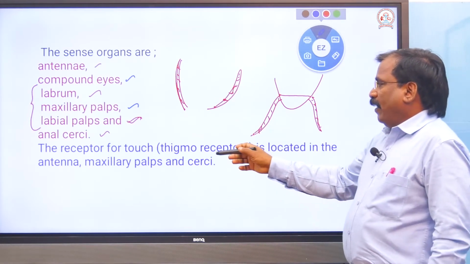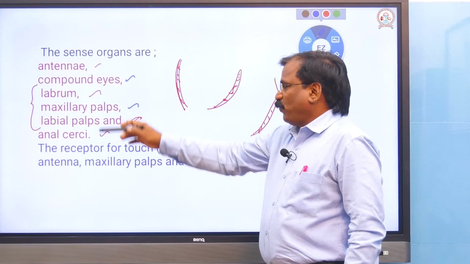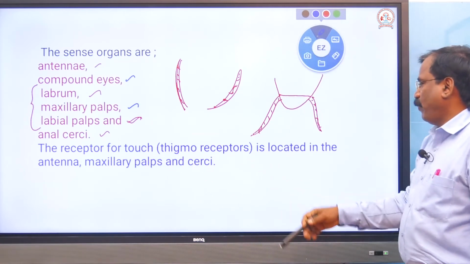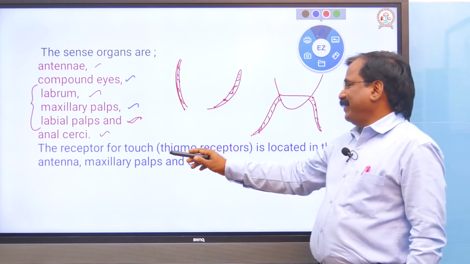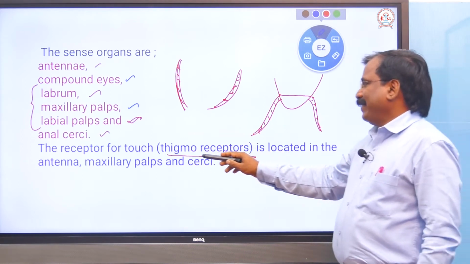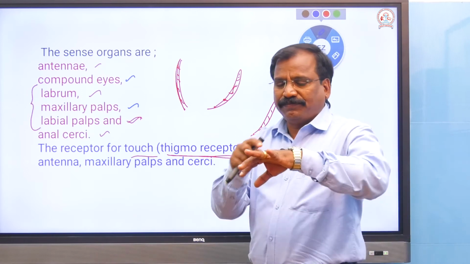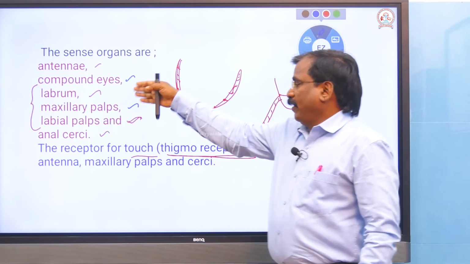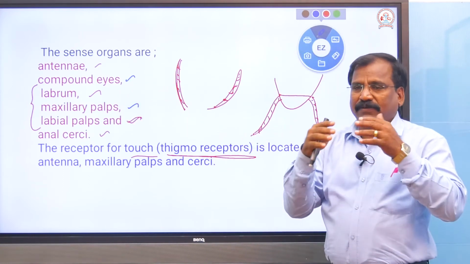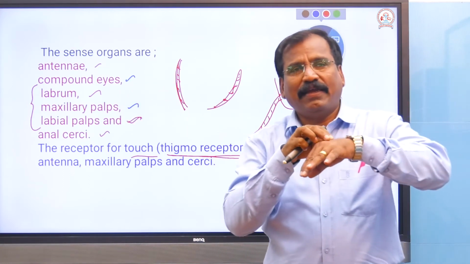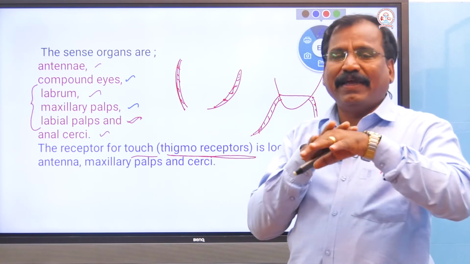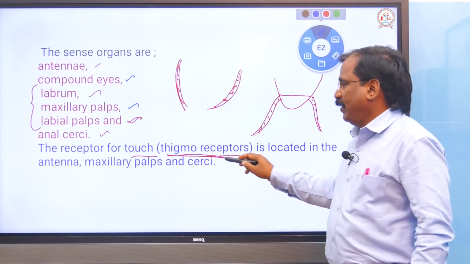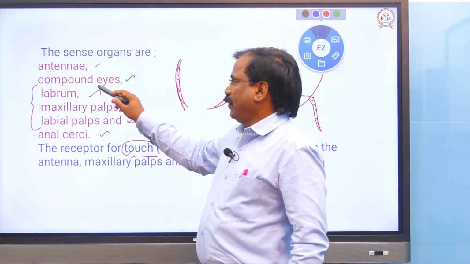Listen, the receptors found here are given as thigmoreceptors. The antenna, maxillary palps and anal cerci are thigmoreceptors. Thigmoreceptor means touch. It functions like the skin, that is tactile, the sense of touch.